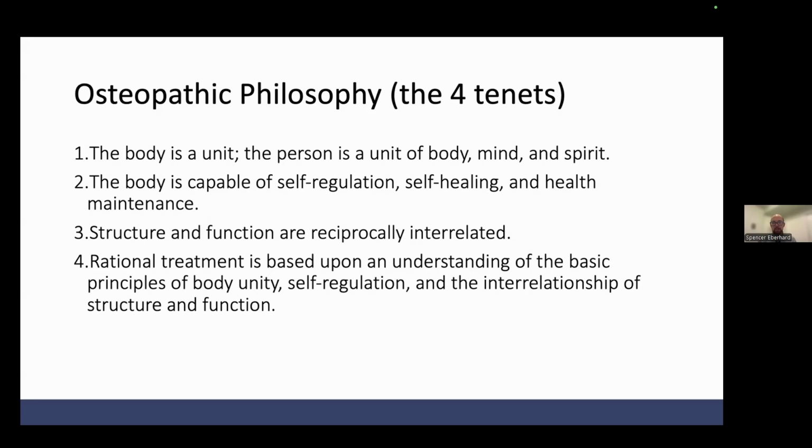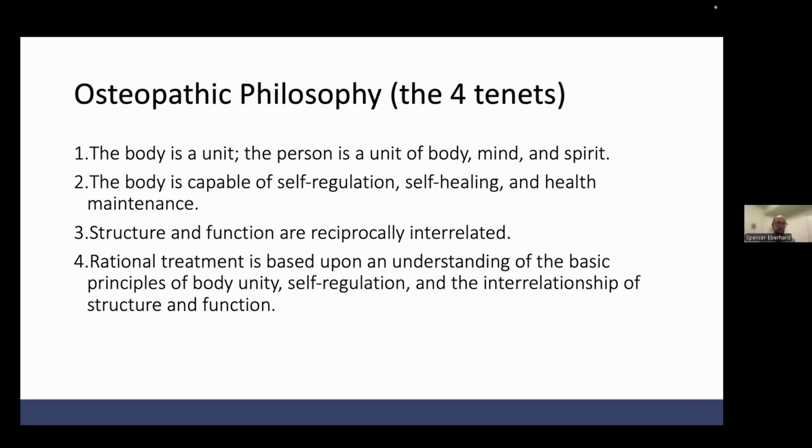Osteopathic manipulative treatment, or osteopathic medicine in general, abides by four principles or tenets. The first tenet is the body is a unit. A person is a unit of body, mind, and spirit. And so when you think about treatment of the health of a person, you always have to keep in mind that all these things are working together and it's not just about something physical.